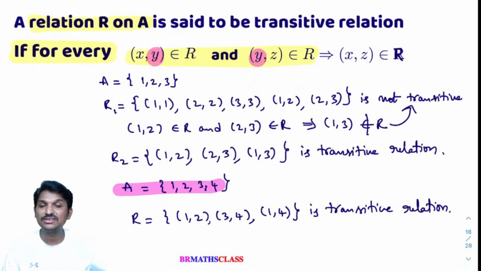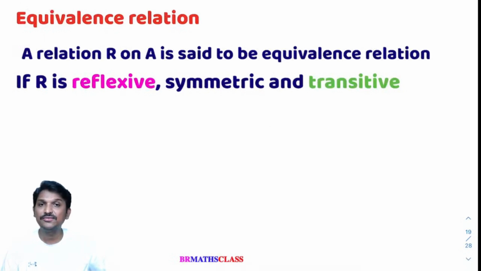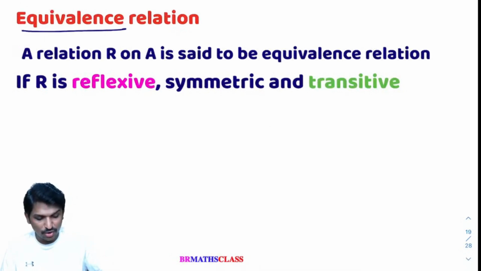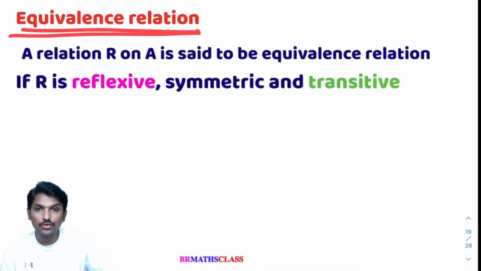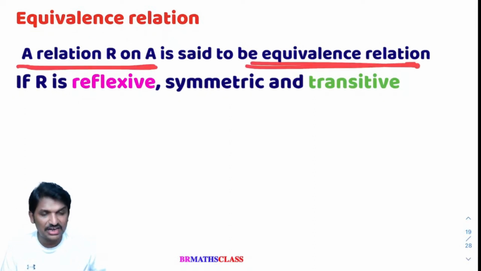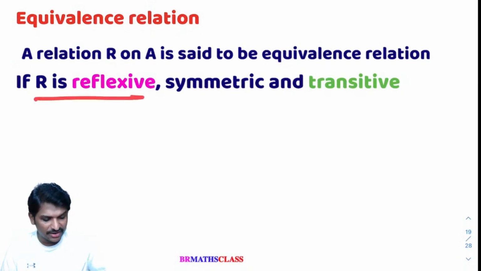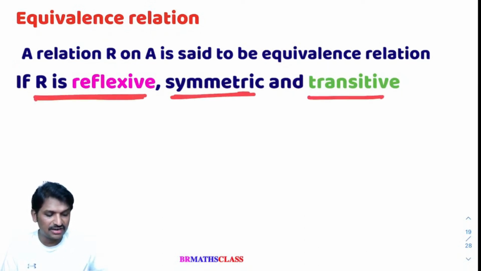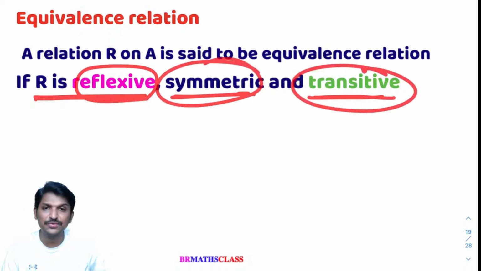Good. So I hope you understand what is a reflexive relation, what is a symmetric relation, what is a transitive relation. Next definition, equivalence relation. What is an equivalence relation? A relation R on set A is said to be an equivalence relation if R is reflexive, R is symmetric, and R is transitive. When R satisfies all three conditions, then we say that the relation is an equivalence relation.